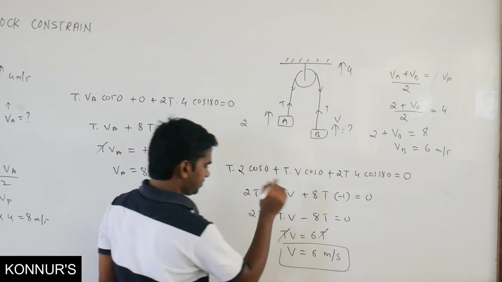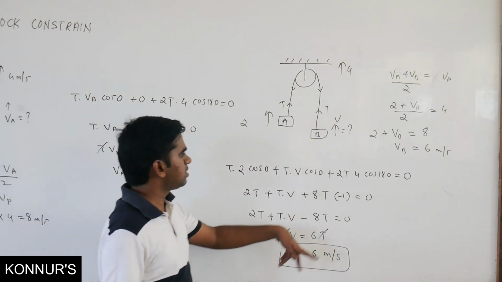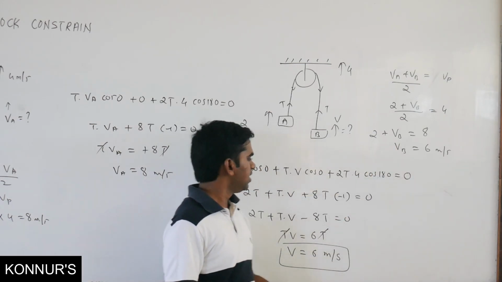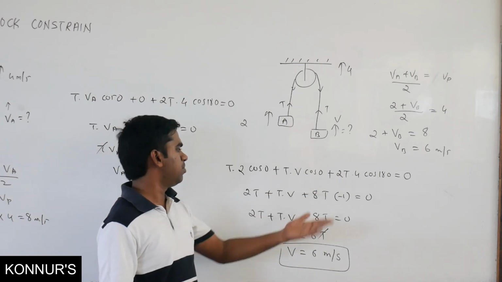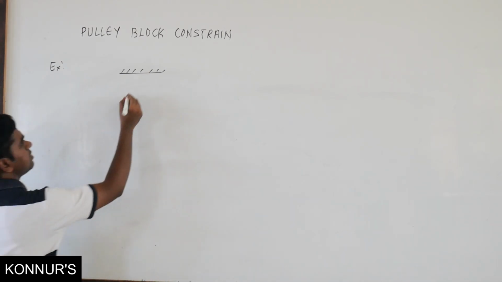This is how you can get the velocity. This is also 6 meter per second, calculated by pulley method is also 6 meter per second. You can use any method, which one you feel better. But in complicated problems, tension method is better. So we'll go with another example.